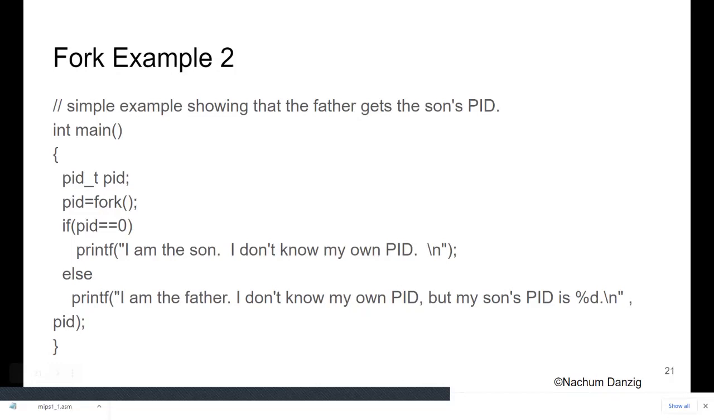I am the father. I don't know my own PID, but my son's PID is %d and then PID. Well, PID is that value I got over here. Because if it was 0, I would have been over here. So it's not 0. I must be the parent, and I have the child's PID number.